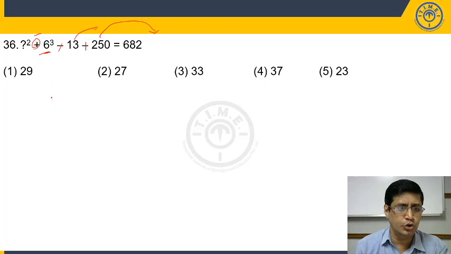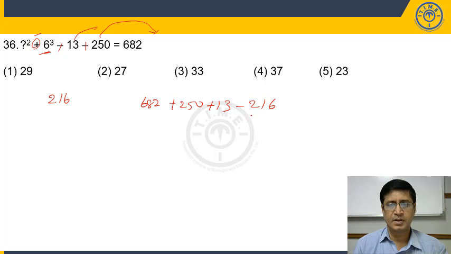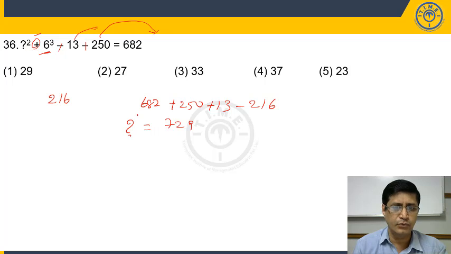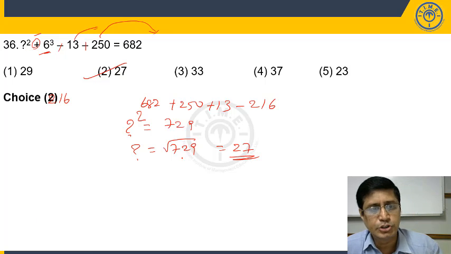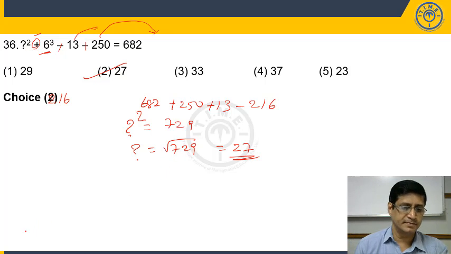6 cube is equal to 216. So 682 plus 250 plus 13 minus 216. By adding all these values, it will give 729. That is the value of question mark. So how much is the question mark? Square of the question mark is 729. So what is the square root of 729? That is 27. So what is the right choice? Option number 2. Second choice is the right choice.